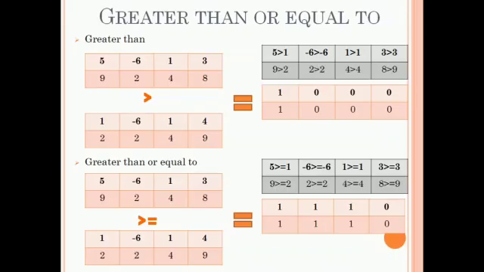For the greater than operator, element by element comparison is done and output is 1 if the element in the first matrix is strictly greater than the element in the second matrix, otherwise output is 0. For the greater than equal to operator, element by element comparison is done and output is 1 if the element in the first matrix is greater than or equal to the element in the second matrix, otherwise output is 0. Let's see the same examples in MATLAB.